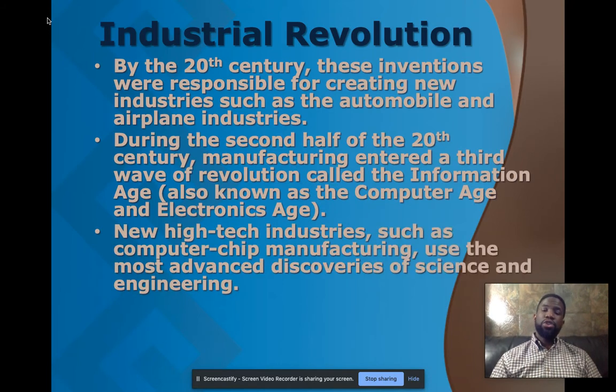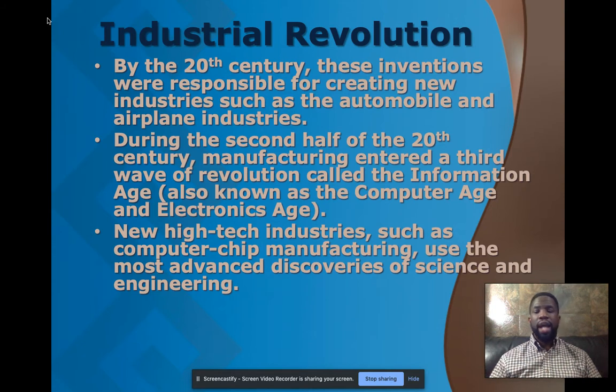By the 20th century, this is where we see how these inventions are responsible for creating new industries, especially the automobile industry, dealing with gas engines, and the airplane industry as well. During the second half of the 20th century, we begin to see another shift, which is the shift that we're currently in right now. This is the third wave of revolution, called the information age, also known as the computer age or the electronics age.